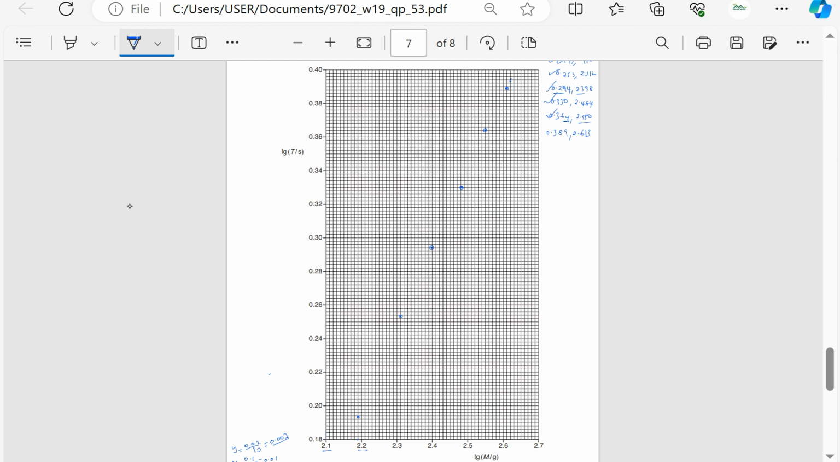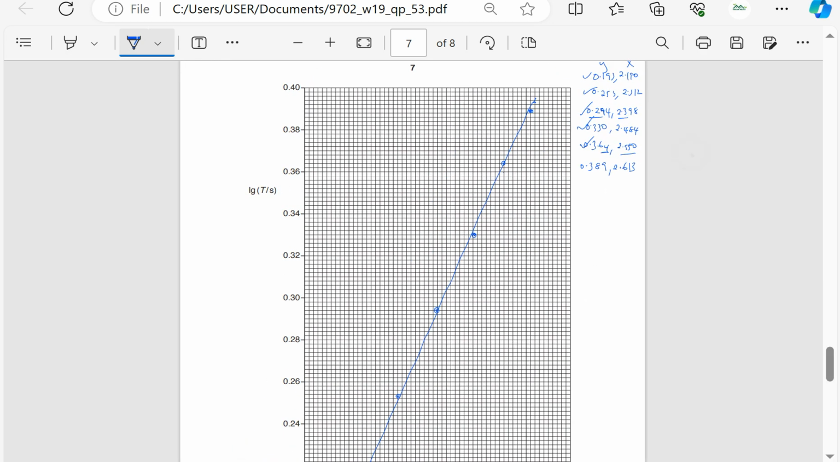So I'll draw the line. Yeah, I think this is better. That is enough. You can draw a better line than this. You try to balance the points so that if not all points are on a straight line, at least there's a point above and a point below the line. So that will be the line of best fit. You have to label this line of best fit, or best fit line.